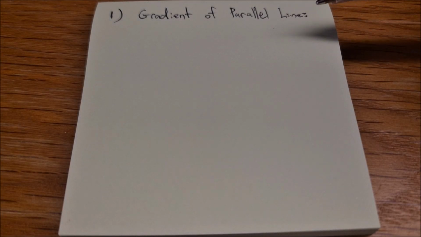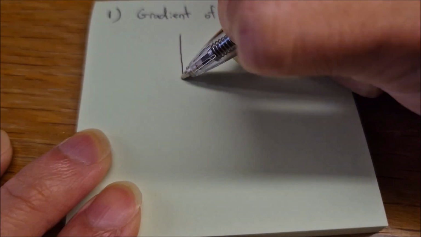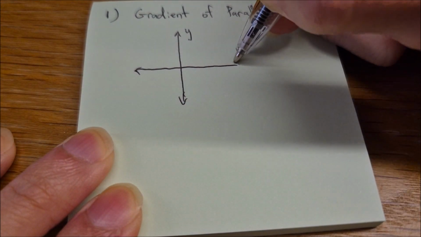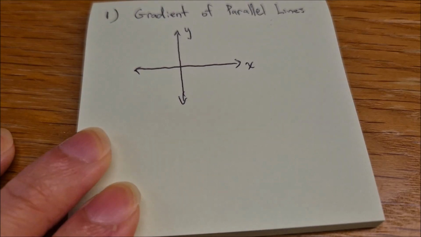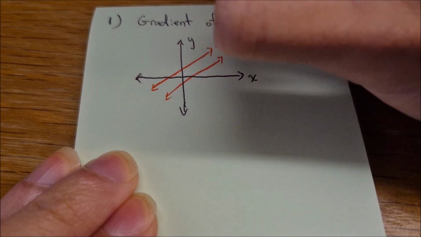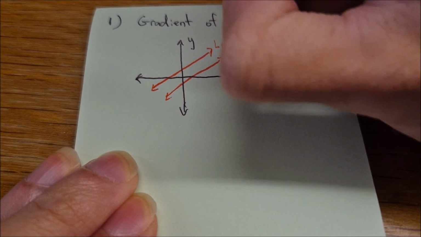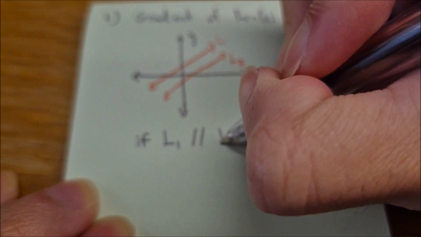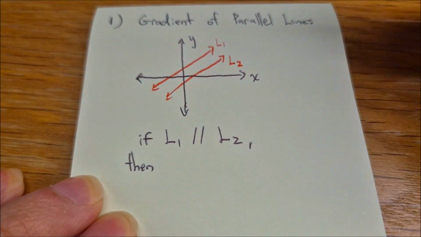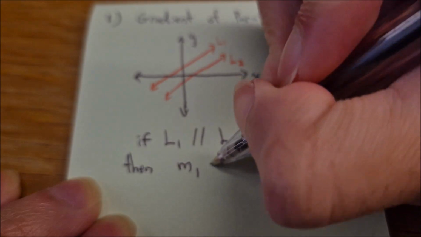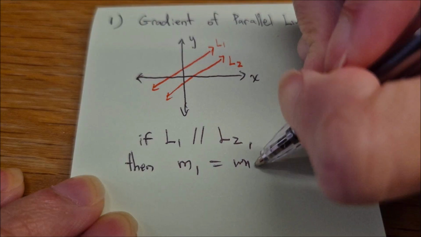Let's say that we wanted to find the gradient of two parallel lines. So this is my y-axis. This is my x-axis. And our two lines, line 1 and line 2. If line 1 is parallel to line 2, then, as you may have already guessed, the gradient of line 1 must equal the gradient of line 2.